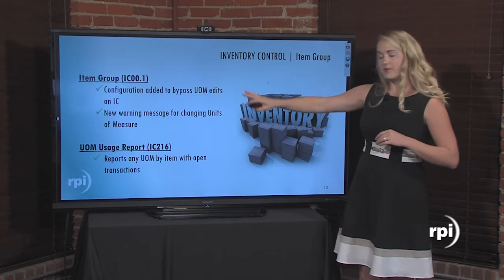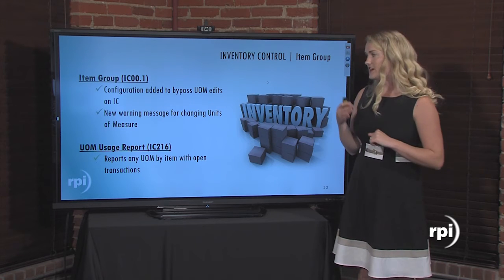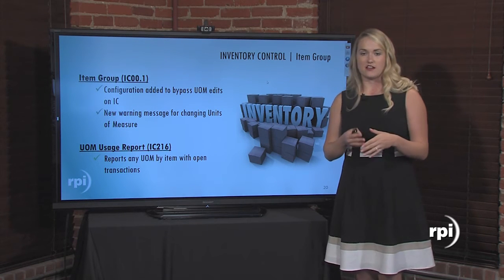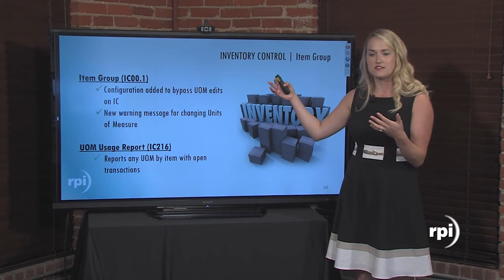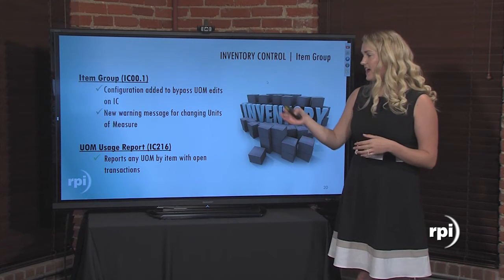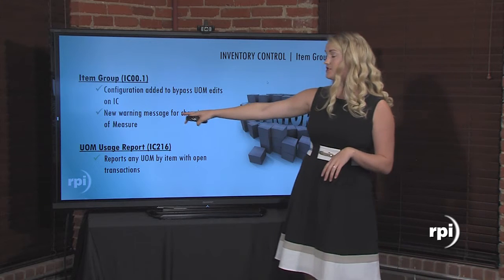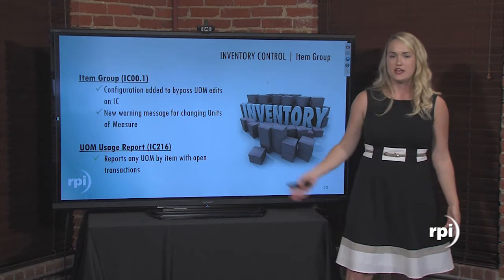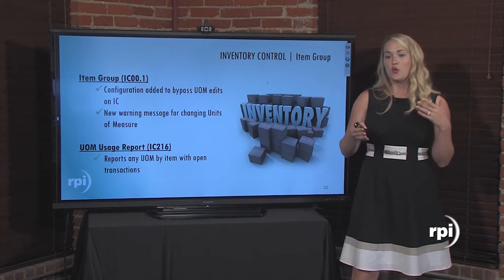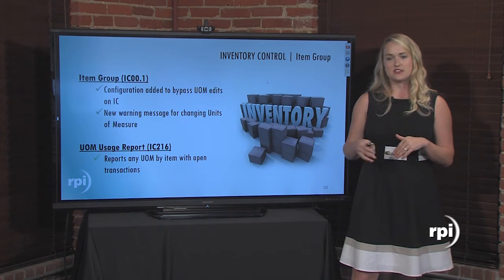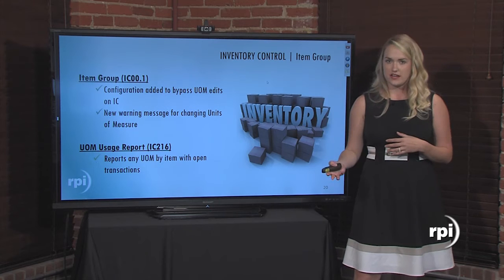And the item group, your IC00.1, they've actually added configuration that allows you to bypass the unit of measurement edits on IC. It actually sends you a warning message if you try to change the units of measure. But what it's doing is it's allowing a unit of measure to be inactivated when there are still open transactions that exist for items in the item group.